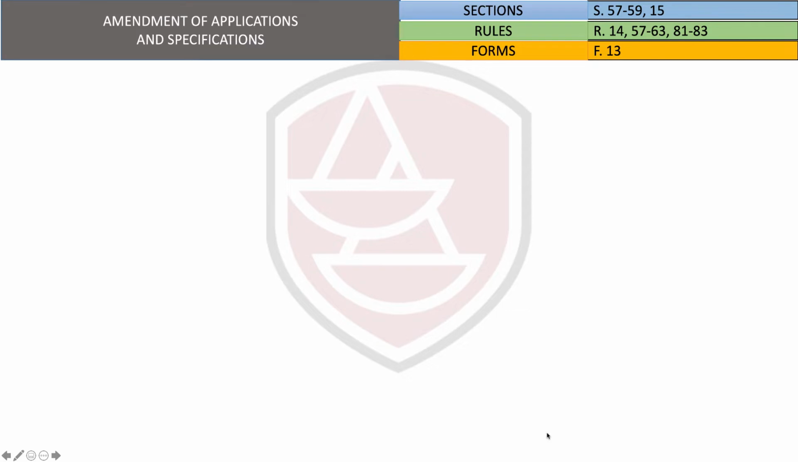Then the relevant rules are rules 14, 57 to 63, which deal with the procedure for opposition, and 81 to 83, again rules which deal with the amendment of a specification. And the form that is relevant is form 13.